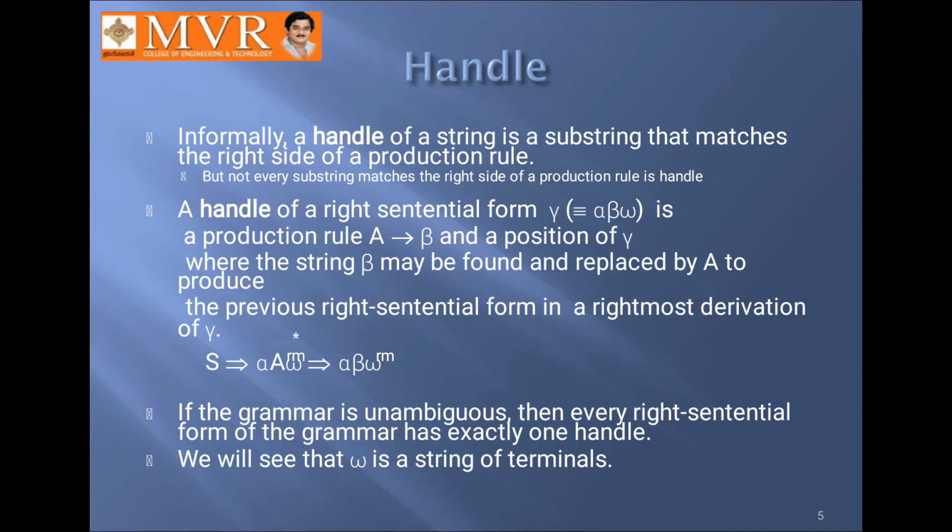The substring that matches the right side of the production rule is a candidate, but not every such substring is a handle. A handle of a right sentential form gamma is a production rule A goes to beta and a position of gamma where the string beta may be found and replaced by A to produce the previous right sentential form in a rightmost derivation, as shown on the screen. Here w is a string of terminals. Every right sentential form in the grammar has exactly one handle.